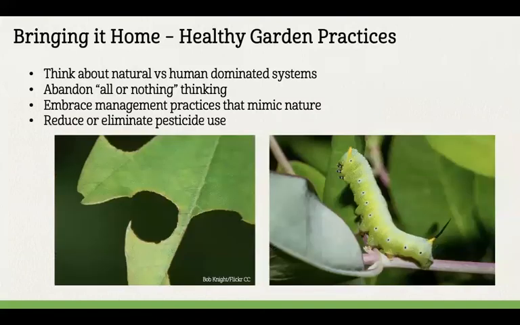We want to reduce or eliminate pesticide use. Remember that holes in leaves are good. It means your plants are doing their job. And pesticides disrupt that food web. Also remember that everything we add to the garden eventually makes its way into our water supply. So we want to preferably eliminate the products, the pesticides and the fertilizers and things that we're using in our yards so that they don't end up in our water.